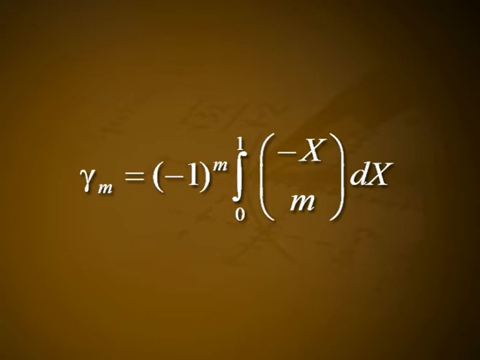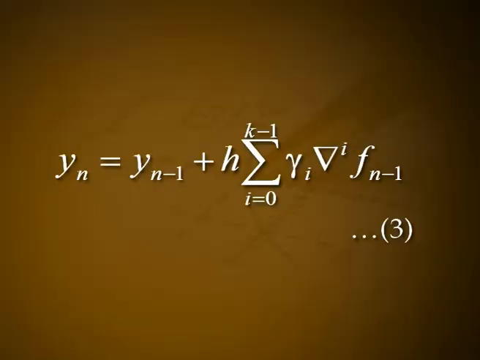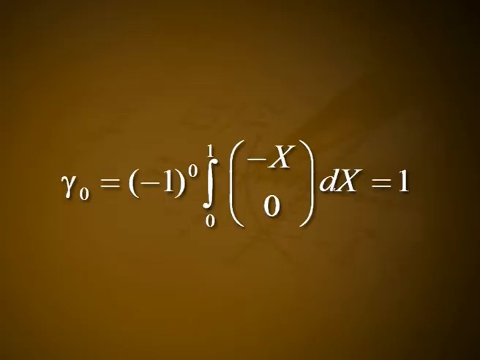We let gamma_m = (-1)^m times the integral from 0 to 1 of (-s choose m) ds. Then equation 2 takes the form y_n = y_{n-1} + h times summation over i from 0 to k-1 of gamma_i del^i f_{n-1}. Let it be 3. Equation 3 is the k-step Adams-Bashforth method. We note that gamma_0 = (-1)^0 times the integral from 0 to 1 of (-s choose 0) ds, that is equal to 1.